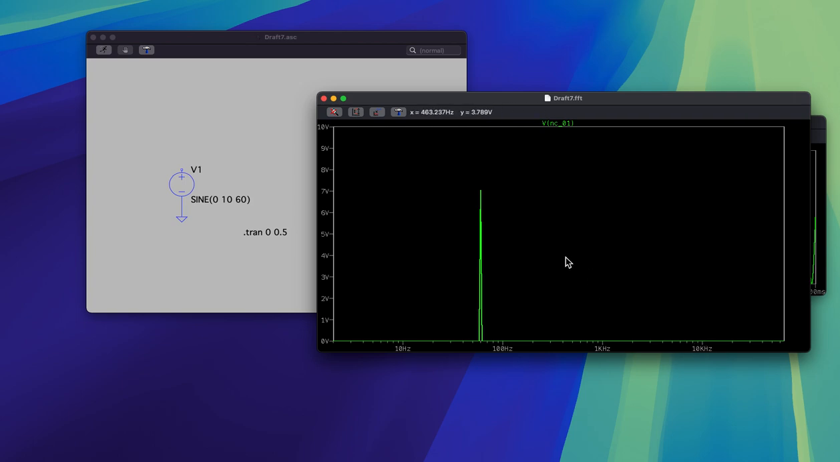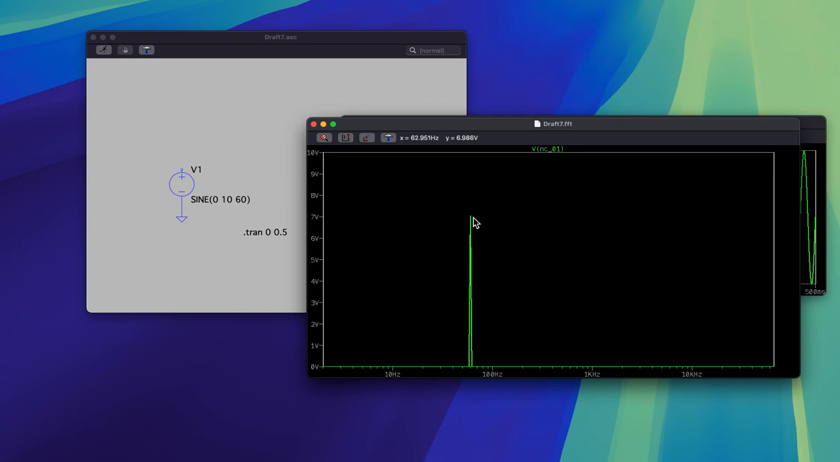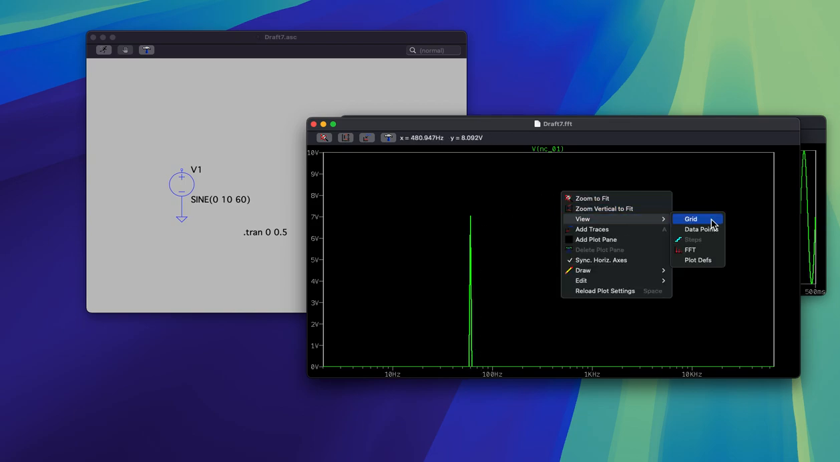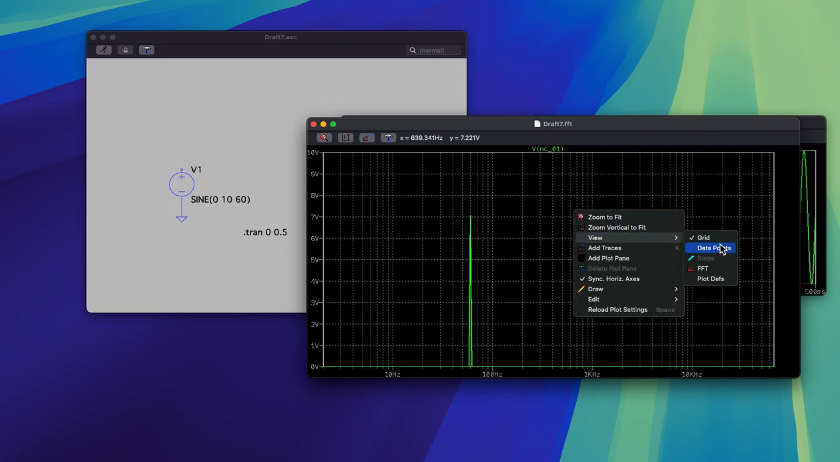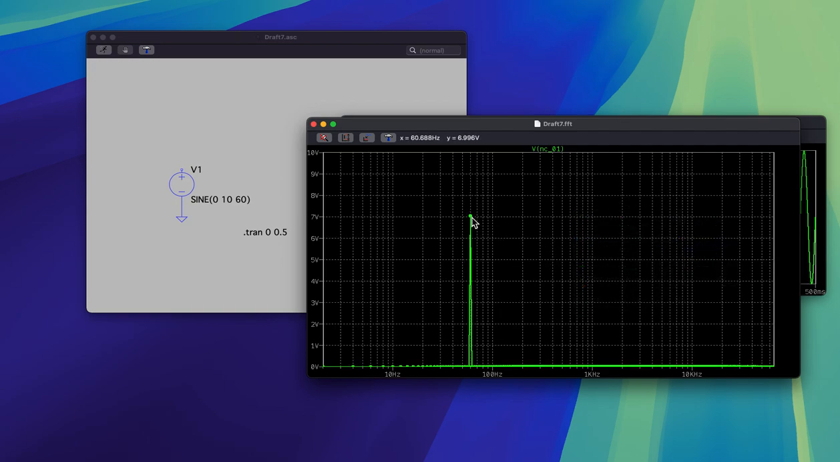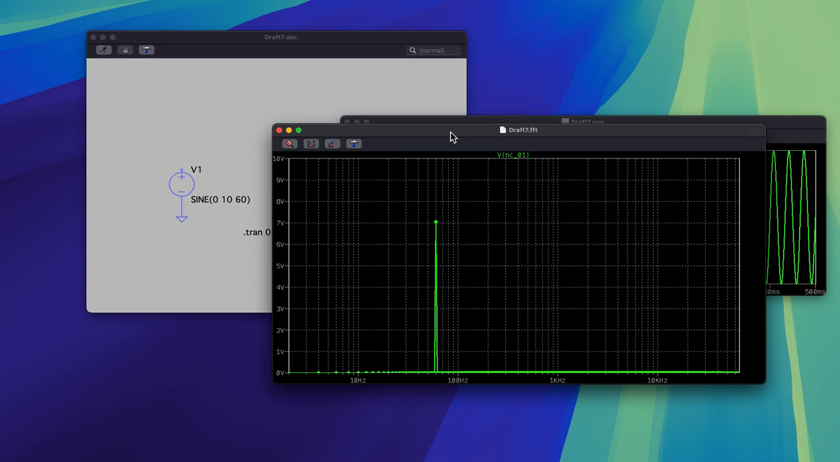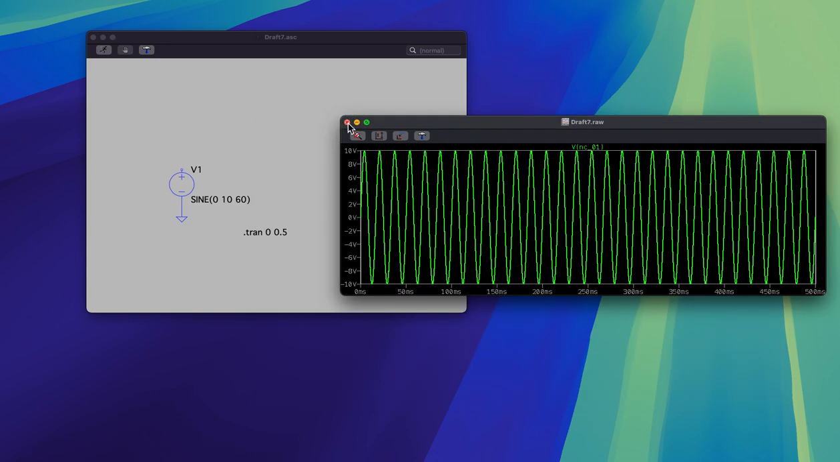In this case, we only have one main frequency, which is at 60 hertz. In fact, you can add the grid, you can add data points, and you can see that this one is actually a little over 7 volts, which is 10 divided by the square root of 2. So the FFT by default is in RMS values, and no harmonics are present on this signal, which is what we expect, right? It's a pure sinusoidal wave. That should be clear.